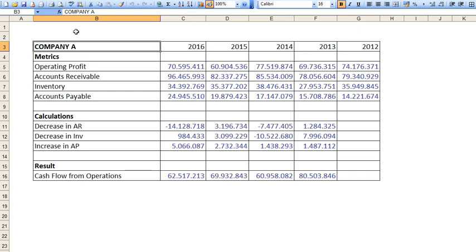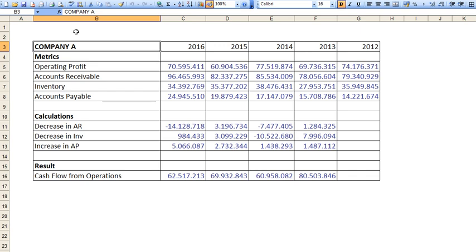The first one is operating profit, and the next three we have are the working capital metrics of this company, which are accounts receivable, inventory, and accounts payable. We have this data between the years of 2012 and 2016, and we would like to end up calculating cash flow from operations for the years 2013 to 2016.